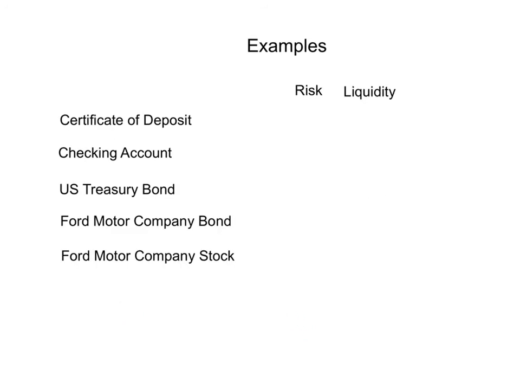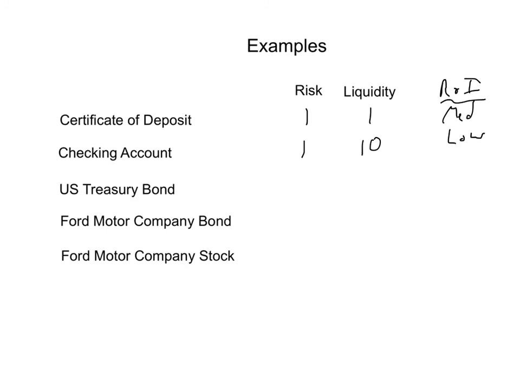Okay, so let's see how this works. Okay, so for a certificate of deposit, it's very unrisky. So let's say the risk is a 1. Okay, and the liquidity is also pretty low. Let's say the liquidity here is, say, also a 1. So it's low risk, but it's low liquidity. So we'll say the return, or the return on investment, or rate of return, ROI, ROR, is, let's say, sort of medium. Okay. A checking account is very low risk, very high liquidity, so very low rate of return.